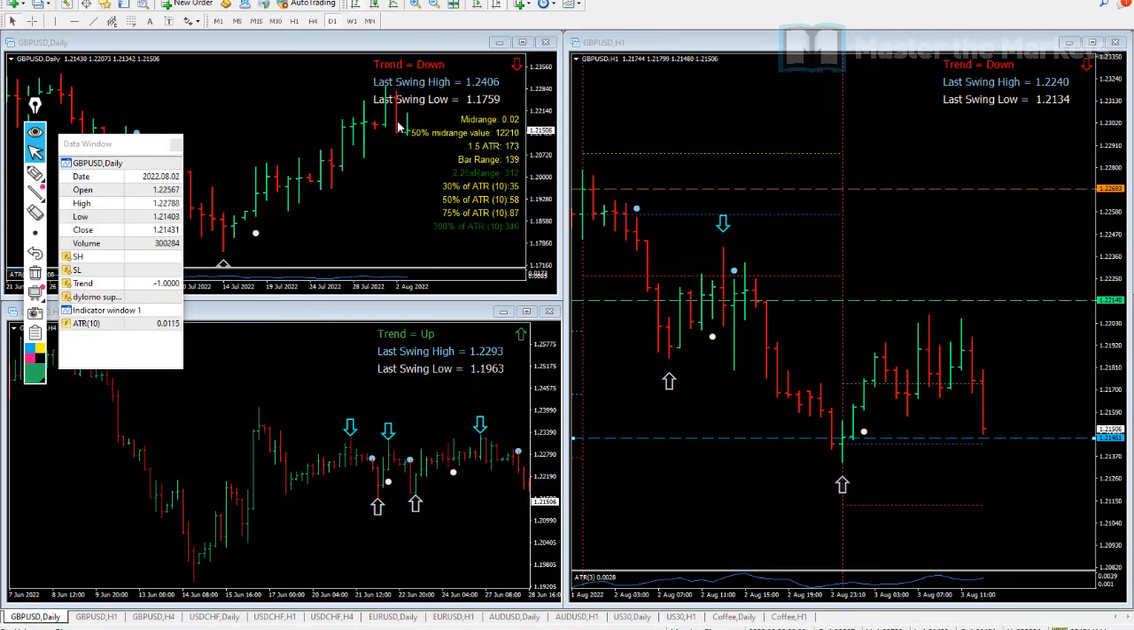You can see the ATR was 115. 80% of 115 is about 88 to 90 pips. Let's take a look at today's bar range.